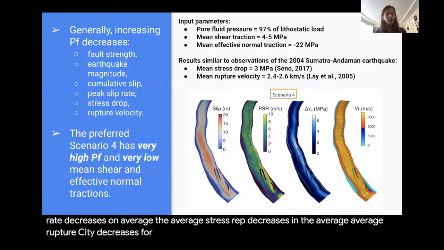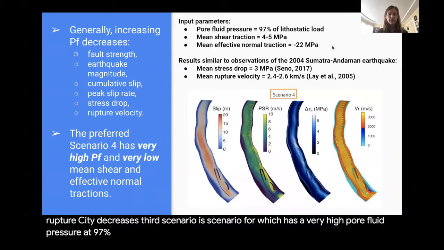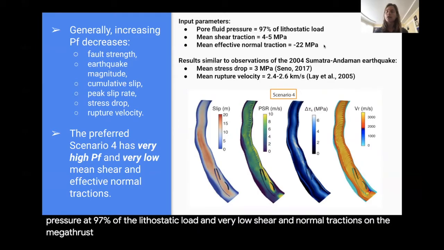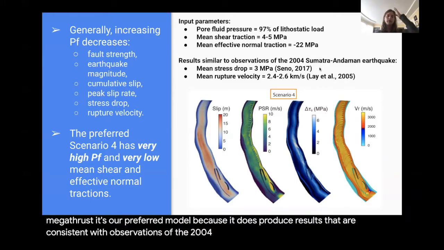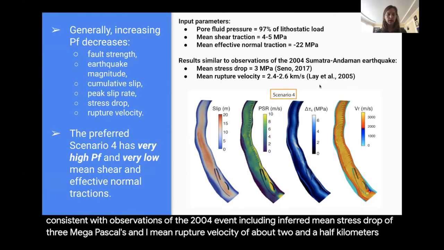The preferred scenario is scenario 4, which has a very high pore fluid pressure at 97% of the lithostatic load and very low shear and normal tractions on the megathrust. It's our preferred model because it does produce results that are consistent with observations of the 2004 event, including an inferred mean stress drop of 3 megapascals and a mean rupture velocity of about 2.5 kilometers per second.